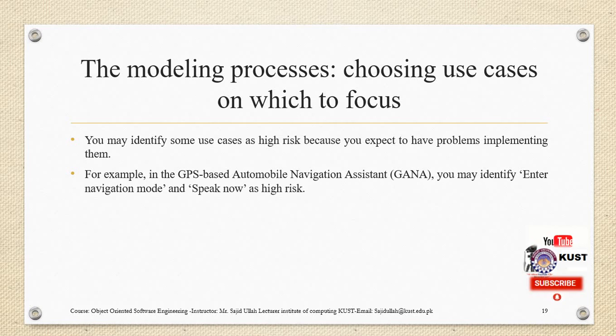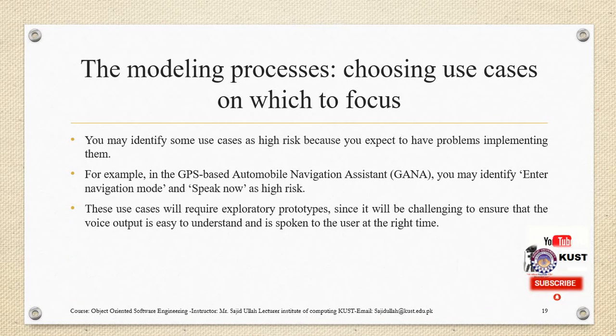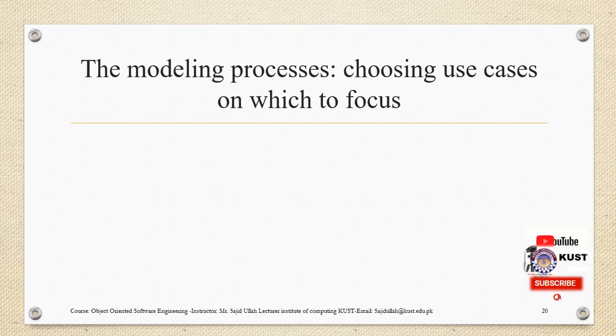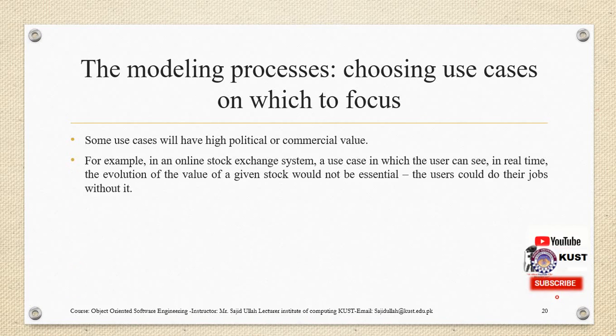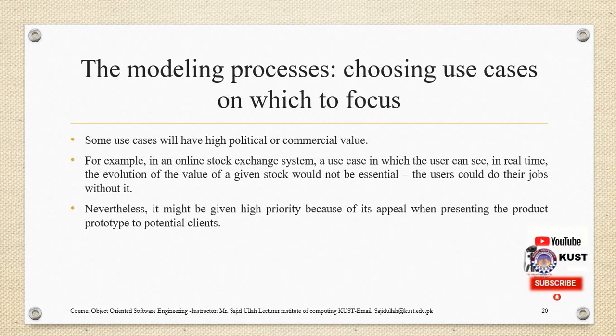There are also other reasons for focusing on a particular use case. You may identify some use cases as high risk because you expect to have problems implementing them. For example, in a GPS-based automobile navigation assistant, you may identify enter navigation mode and speak now as high risk. These use cases will require an exploratory prototype, since it will be challenging to ensure that the voice output is easy to understand and is spoken to the user at the right time.